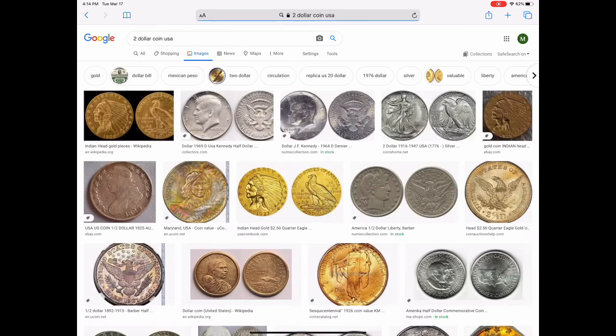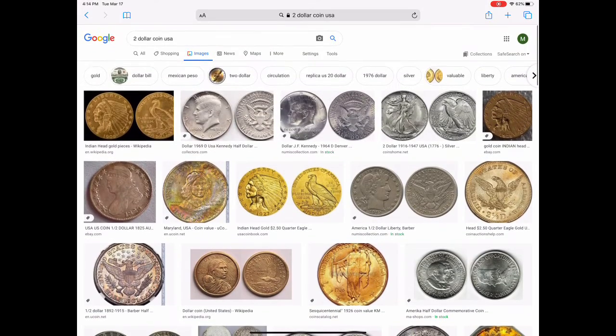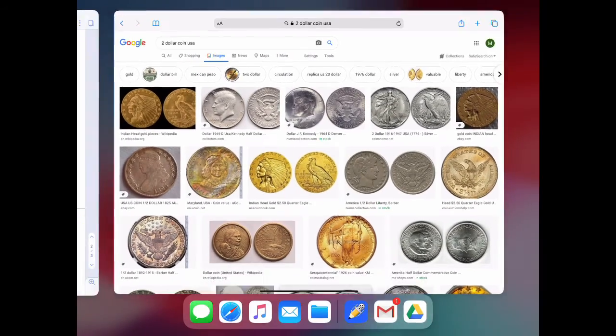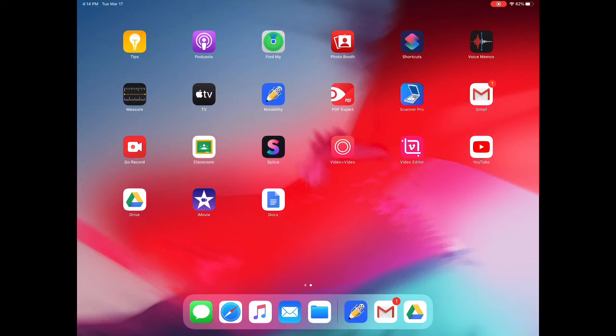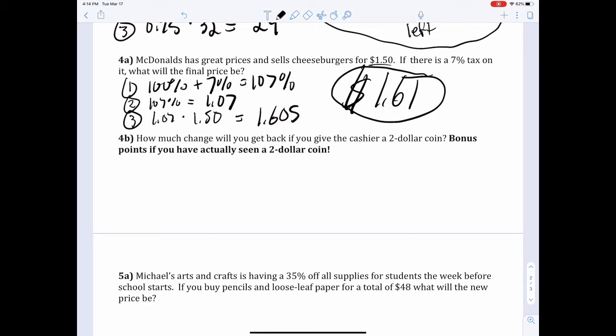Let's see here. There's a dollar coin. Maybe they don't have $2. Oh wait, no. Here we go. Right here. $2 coin, perhaps. Maybe not. Maybe I'm getting confused with the $2 bill. But yeah, probably $2 bill. But anyways, if you gave the cashier a $2 coin or $2 bill, how much change would you get back? It would be 2 minus 1.61, which would be 39 cents.